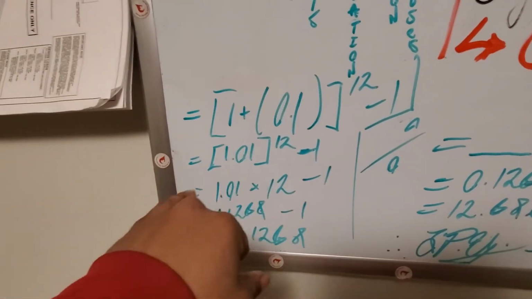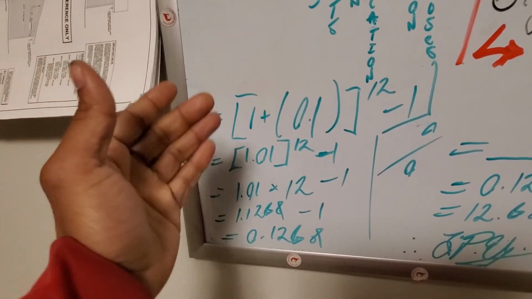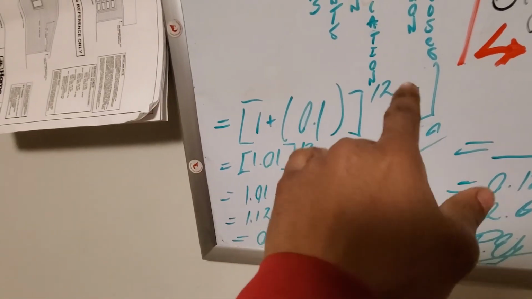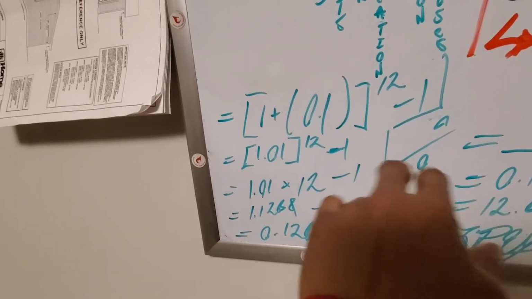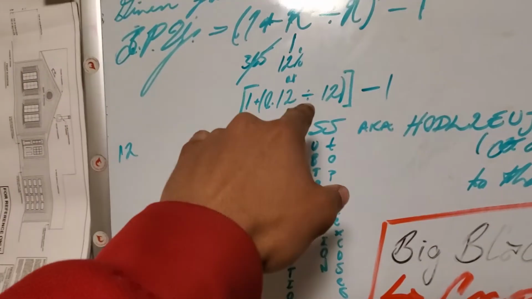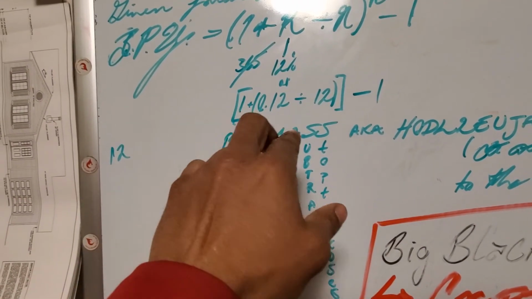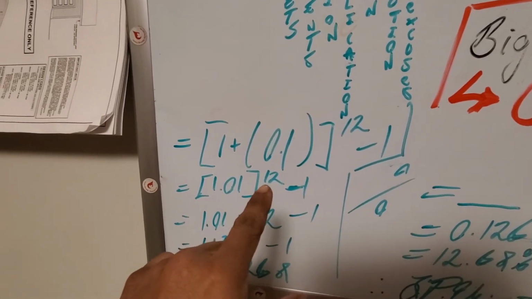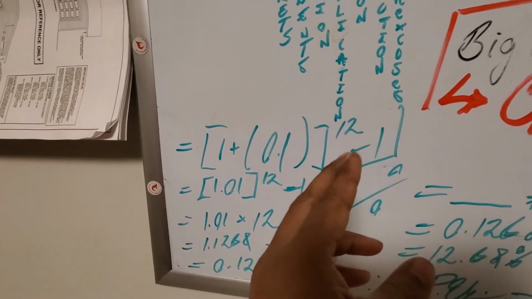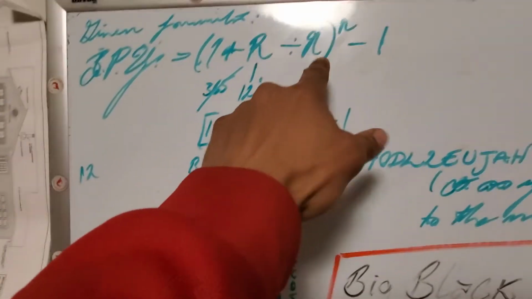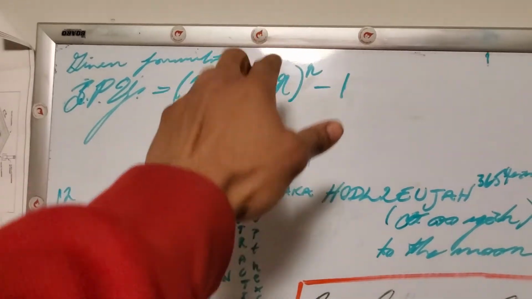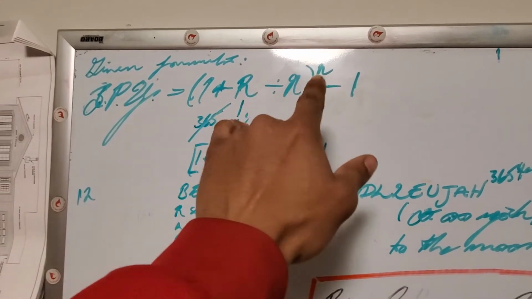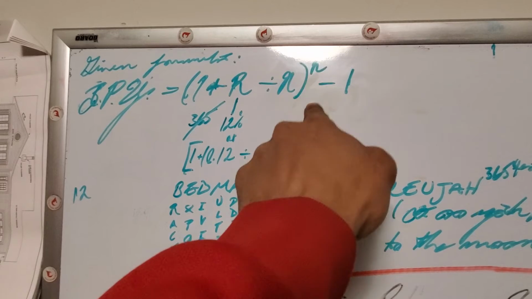So let's continue. So you've got bracket 1 plus bracket 0.1, bracket 12, minus 1. So what happened here? We simply, let's go back, 0.12 divided by 12 gives us 0.1. Now remember, we're going to the power of 12 because that's part of where we were before, right? Remember the formulas. Whatever happens in this bracketed area will be to the power of 12.